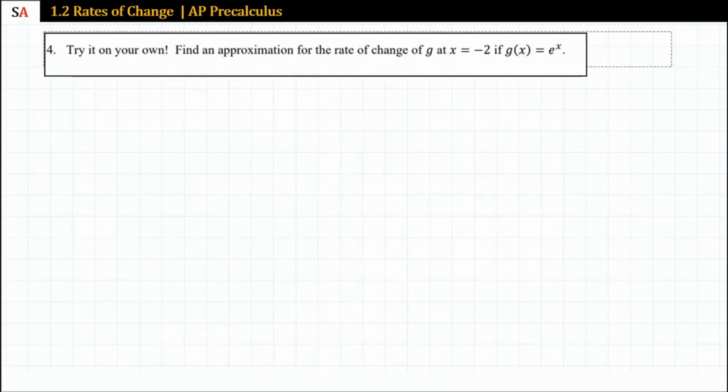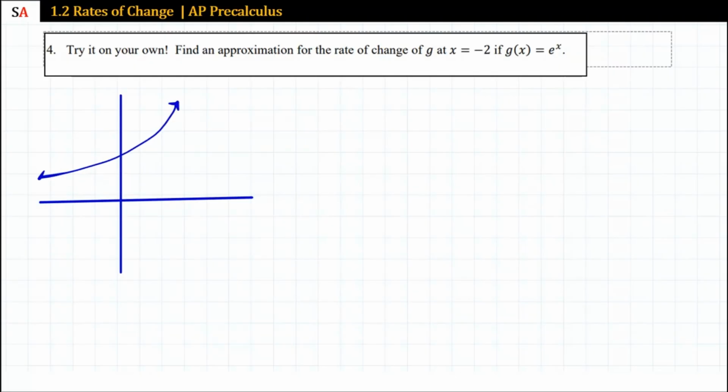Now let's move to the next problem. So the fourth one, try it on your own. Find the approximation for the rate of change of g at x equal to negative 2, and g of x equals e to the x. Okay, so you can see the function e to the x is something like this. So this is the e to the x.